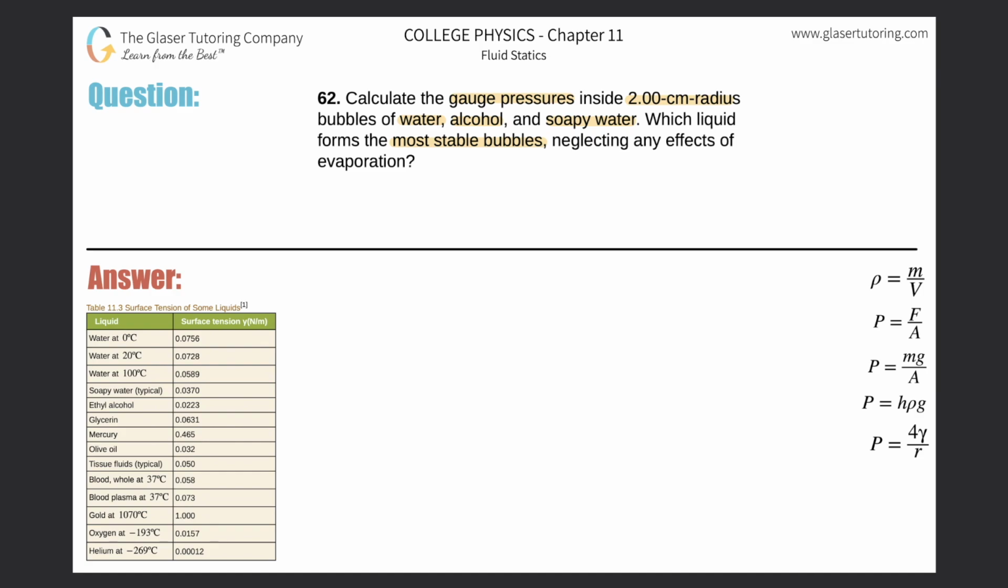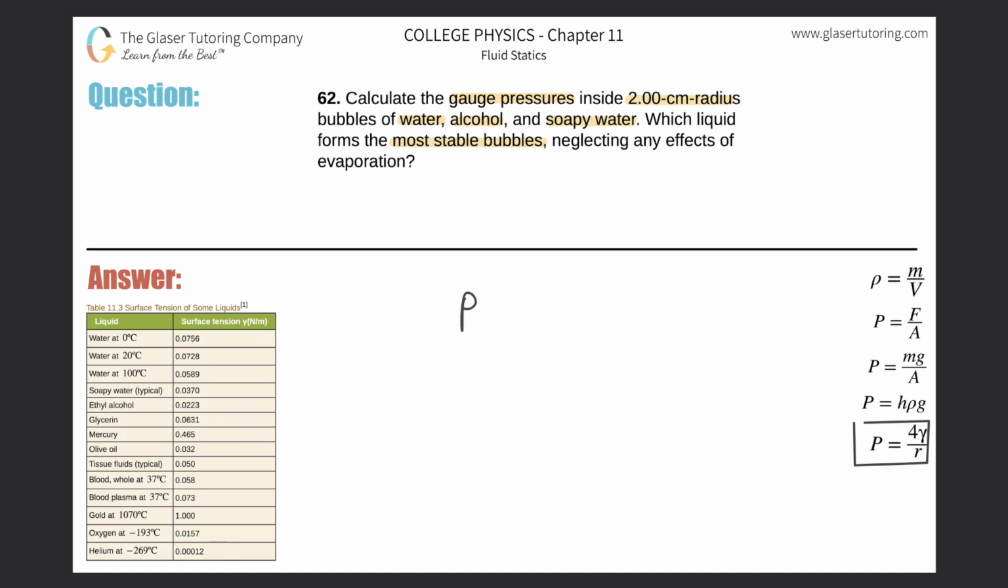All right, so basically when they're talking about gauge pressure, they just mean pressure inside of a certain object. And we're talking about bubbles, so we're talking about spheres. And you have a formula here that relates the gauge pressure inside of a spherical object. It's a function of the surface tension and the radius of the bubble itself.